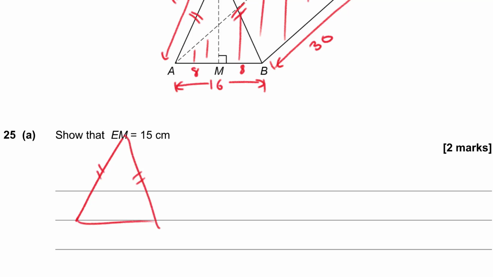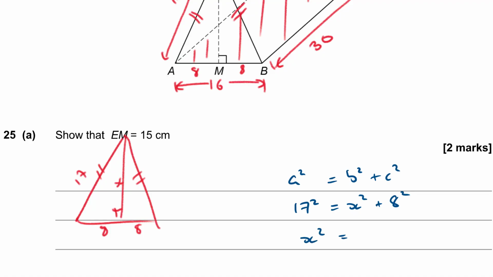We know that this is isosceles. This is a right angle. This is 8 and 8, and this is 17. Okay, so we want to find EM, which is this line here, which I'm going to call X. Okay, so it's a shorter side of a right angled triangle. So using Pythagoras theorem, we should know that if a squared equals b squared plus c squared, then 17 squared is going to be our x squared plus our 8 squared. Rearranging that, then x squared is going to be 17 squared minus 8 squared.